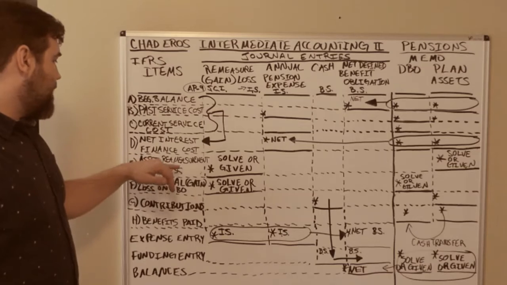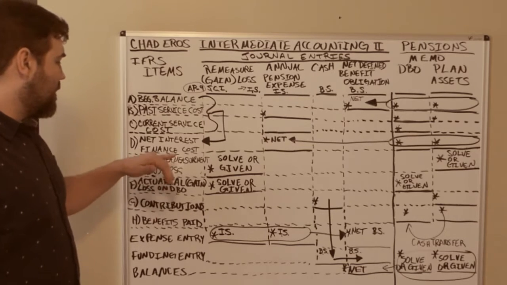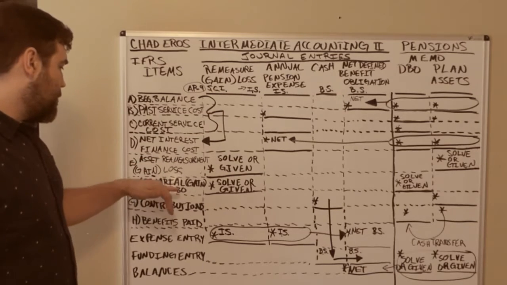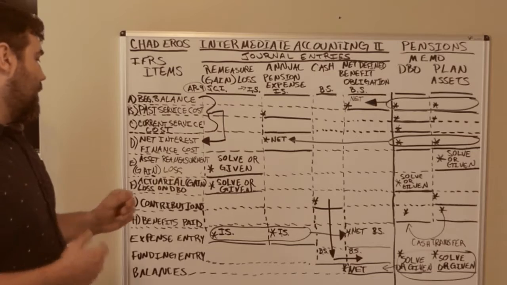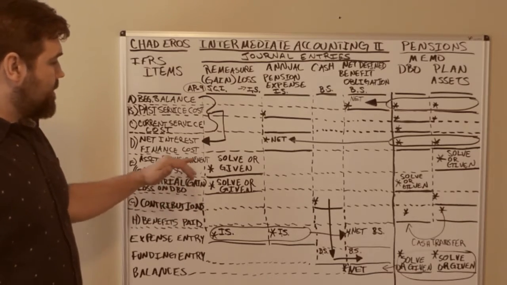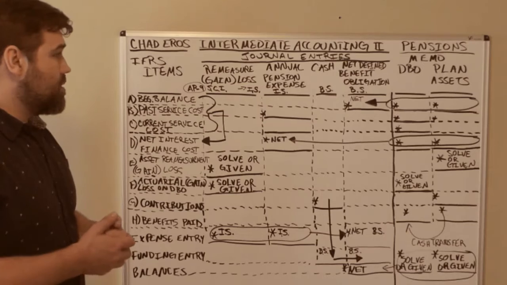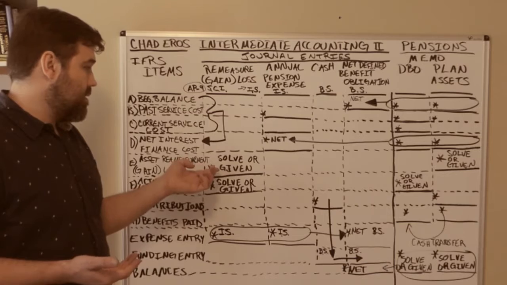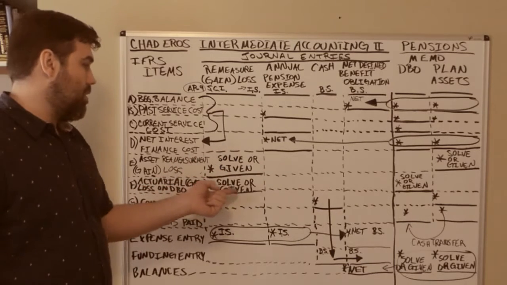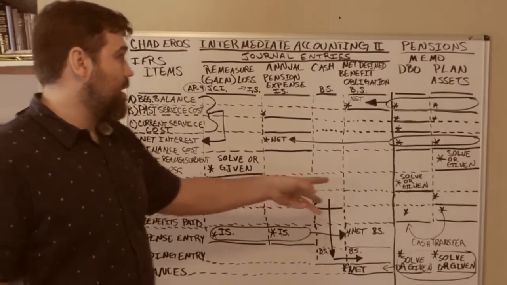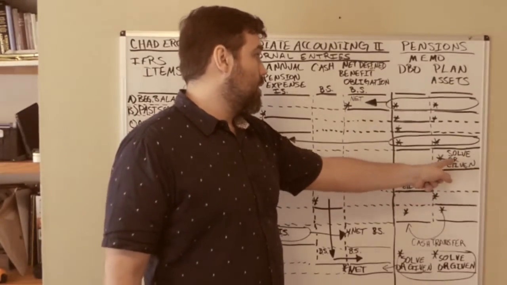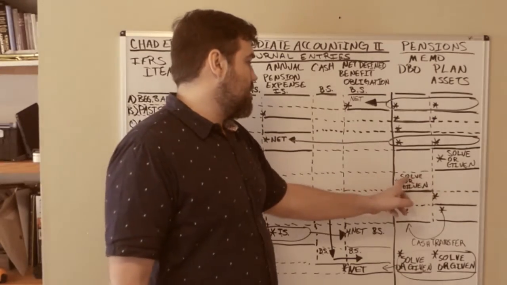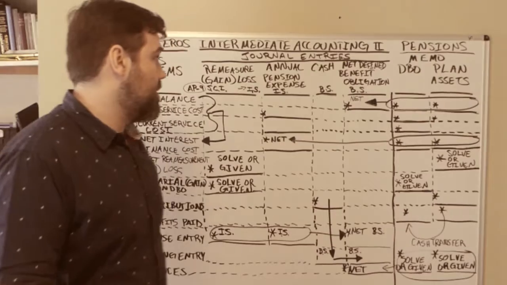Our asset remeasurement gain or loss. I guess I'll talk about both of these at the same time. Asset remeasurement gain or loss, and our actuarial gain or loss on our DBO. Okay, what is this? So sometimes the problem will give you this. So if this says solve or given, you use the same number here as you would in your memo. So this would either increase or decrease your plan assets or your DBO.